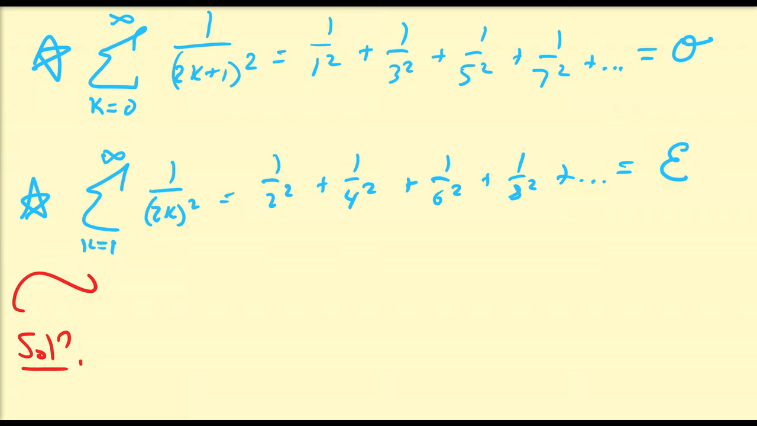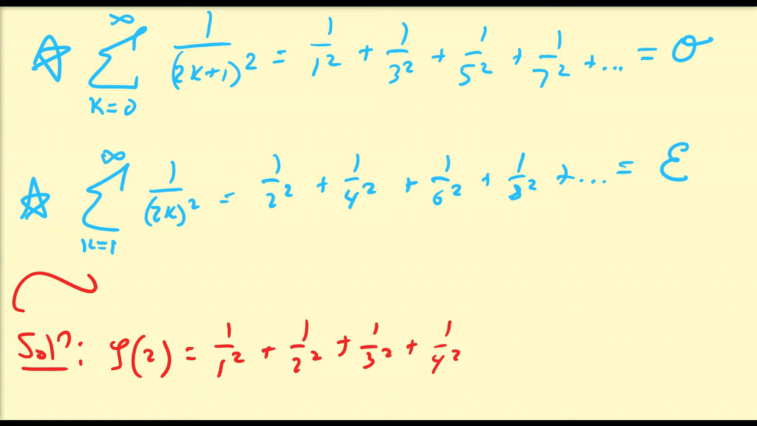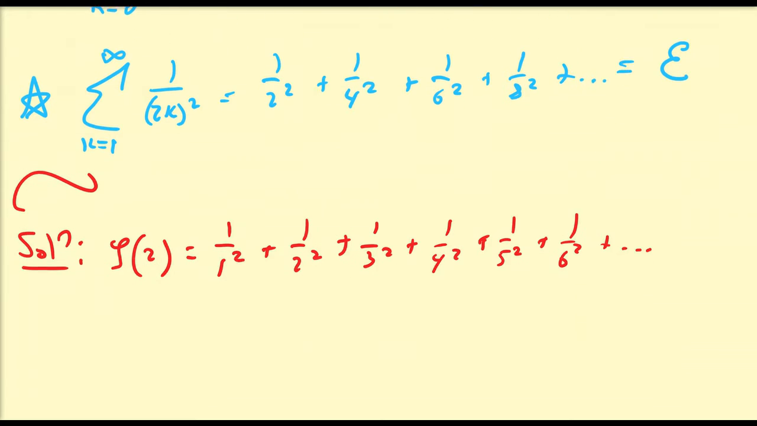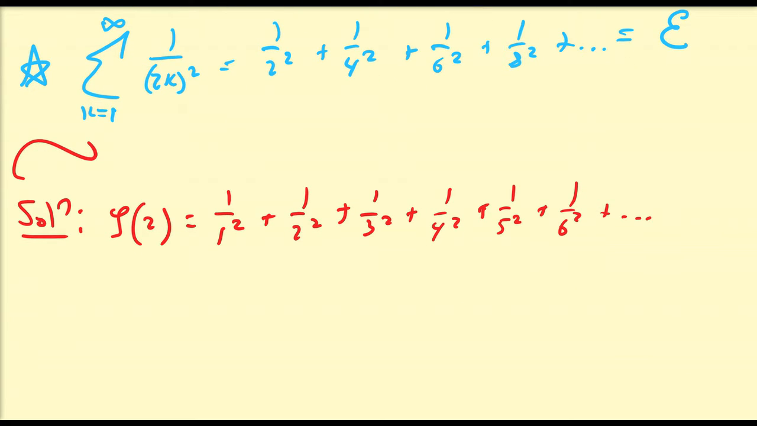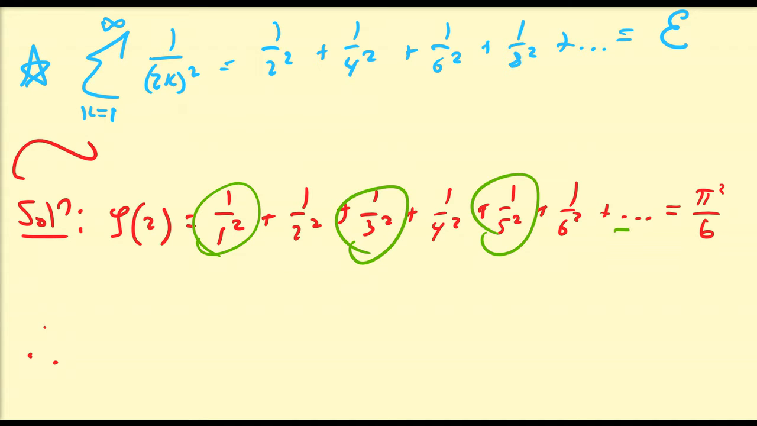Alright, so solution. Recall that zeta of 2 is equal to 1 over 1 squared plus 1 over 2 squared plus 1 over 3 squared plus 1 over 4 squared plus 1 over 5 squared plus 1 over 6 squared plus and so on. This series does converge by the p-series test, so we know we can rearrange the terms of this and still have the same exact sum. And of course we know this is equal to pi squared over 6. So from this, I'm going to rearrange. I'm going to look at my odd terms and also my even terms.